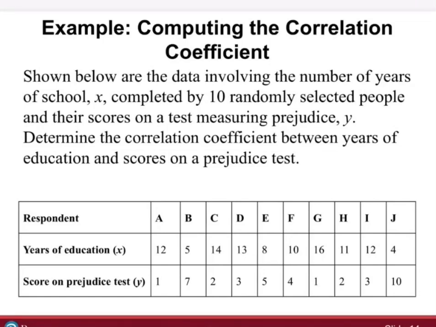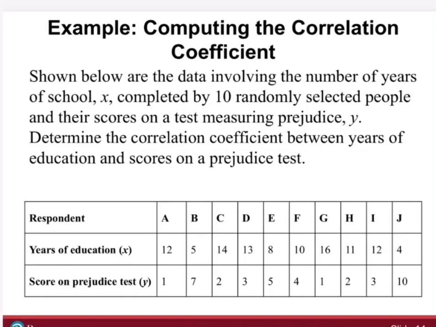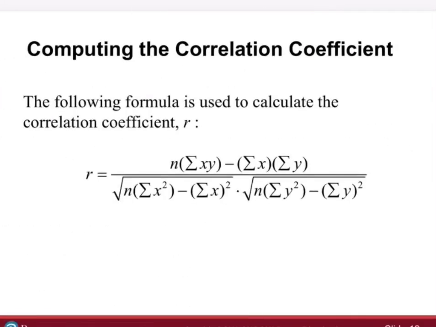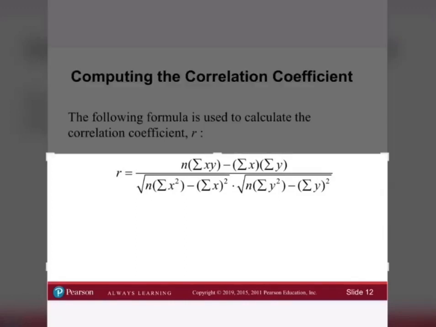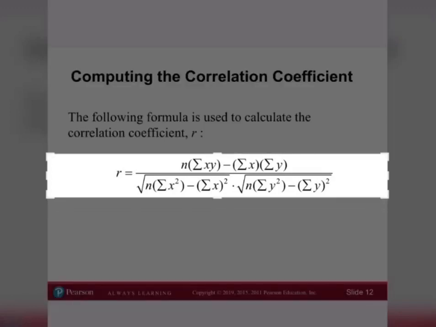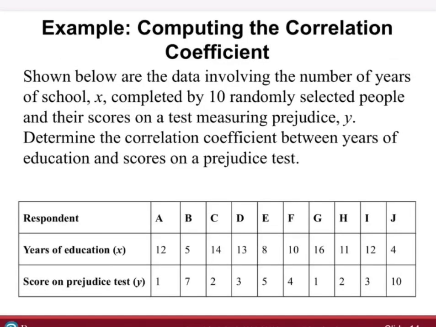So respondent A through J, years of education with their score on the prejudice test. Okay, so we have this set of ordered pairs. It says determine the correlation coefficient between the years of education and the scores on the prejudice test. Okay, let me start by getting a copy of this formula. And again, many of these devices will calculate this automatically. I'm pretty sure there's a function that we can find that'll crunch this number automatically based on some data. I'm going to drop that right here.